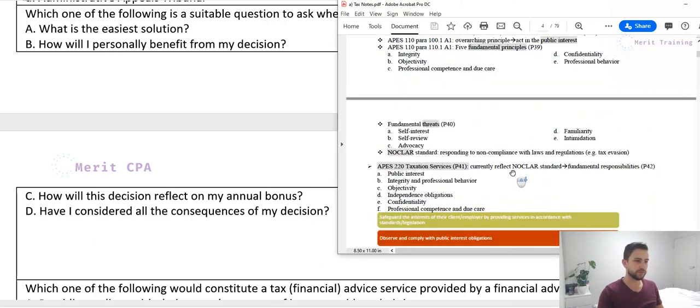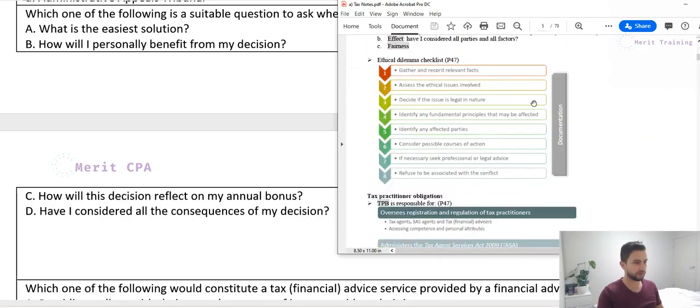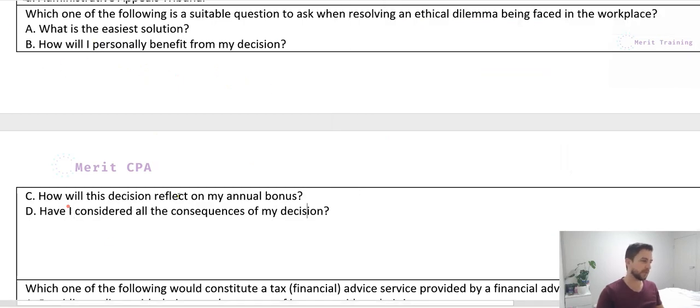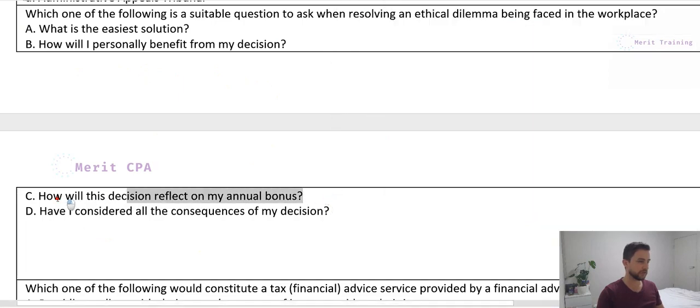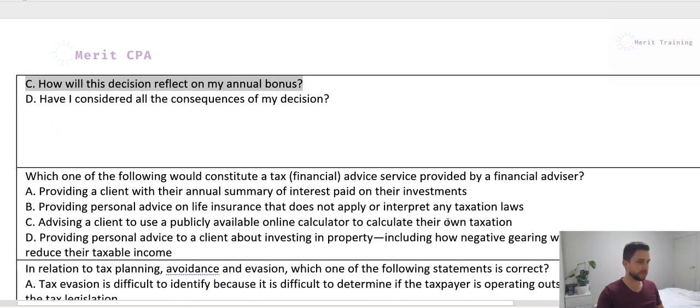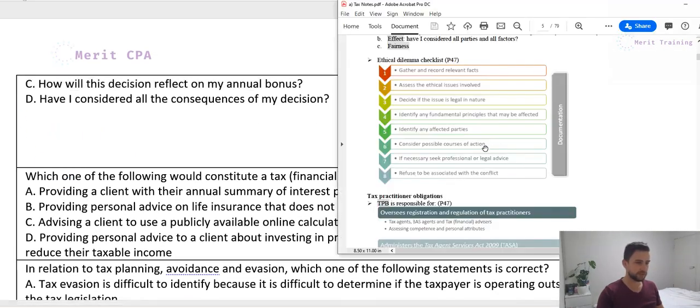So all we have to do is pull up our notes and go to the framework that we've got over here, the ethical dilemma checklist. So number 1, is the easiest solution on there? No. B, how will I personally benefit from my decision? No, it's not on there. And also logically, you can figure out that those wouldn't be on there anyway. C, how would this decision reflect on my annual bonus? Clearly not on there. Logically, you'd be able to figure out it's not going to be one of the requirements. And then D, have I considered all the consequences of my decision? Let's have a look in here.